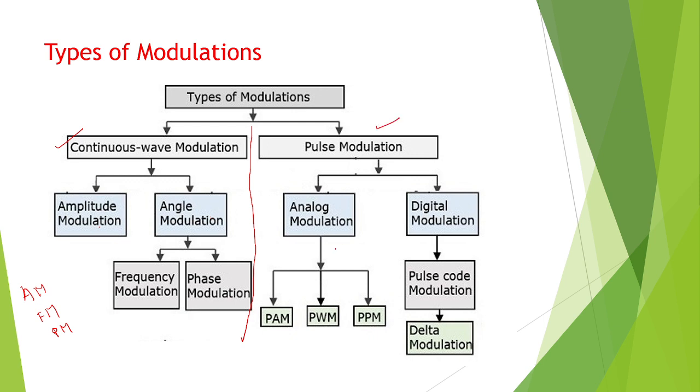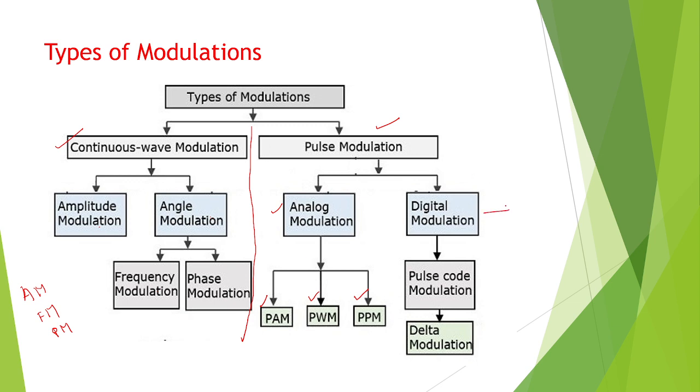Coming to the pulse modulations, here you can see the analog modulations: PAM, pulse amplitude modulation, PWM, pulse width modulation, and PPM, pulse position modulation. These are also analog modulations. Of course, AM, FM and PM are also analog modulation techniques.